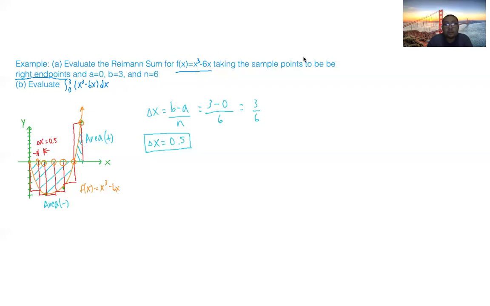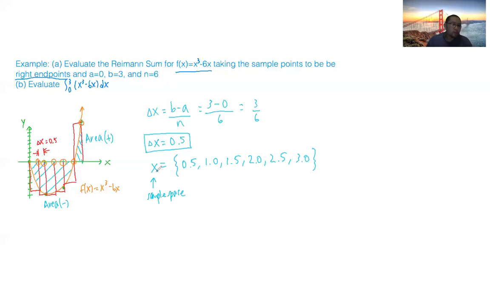And so let's map out your sample space. Okay, so x is going to be a range of your sample space. I will label this your sample space. And this is going to include 0.5, 1, 1.5, 2, 2.5, and 3. Okay, so 1, 2, 3, 4, 5, 6 values. That's right because n is equal to 6. And so now we can evaluate.